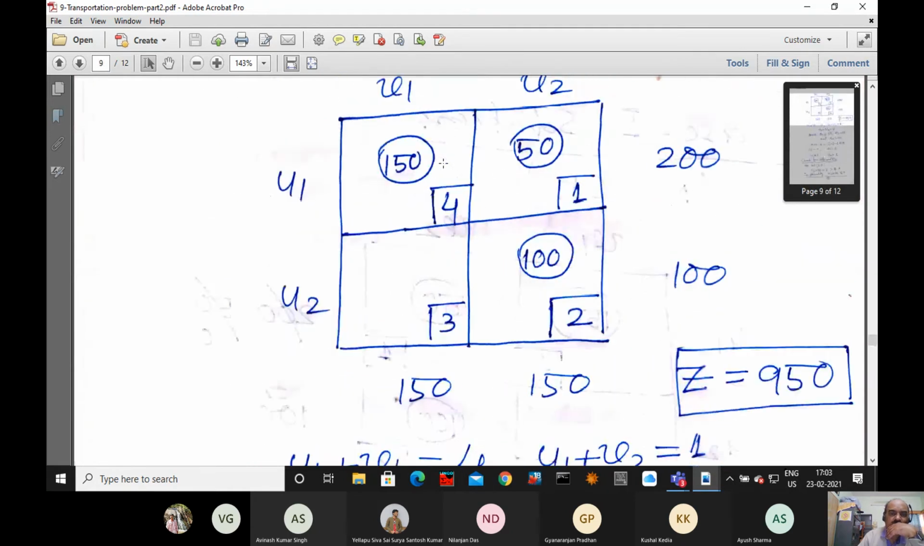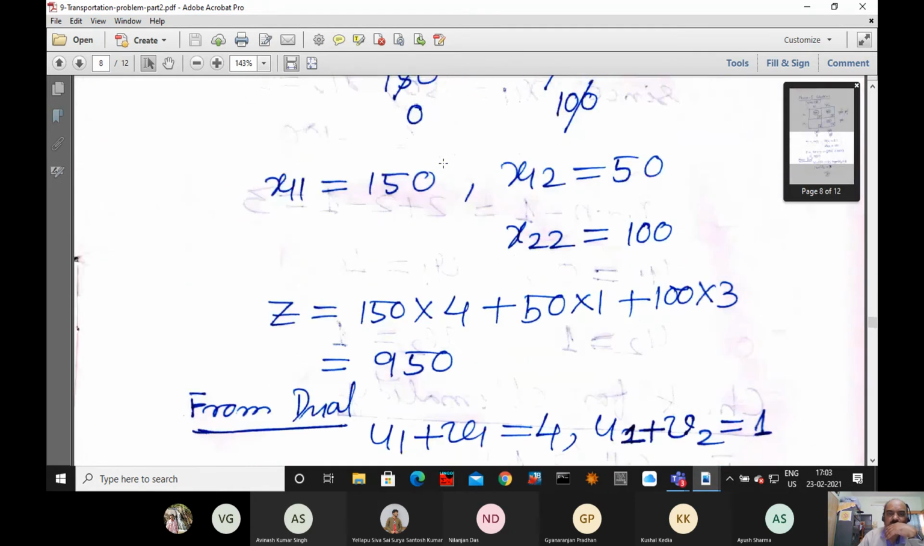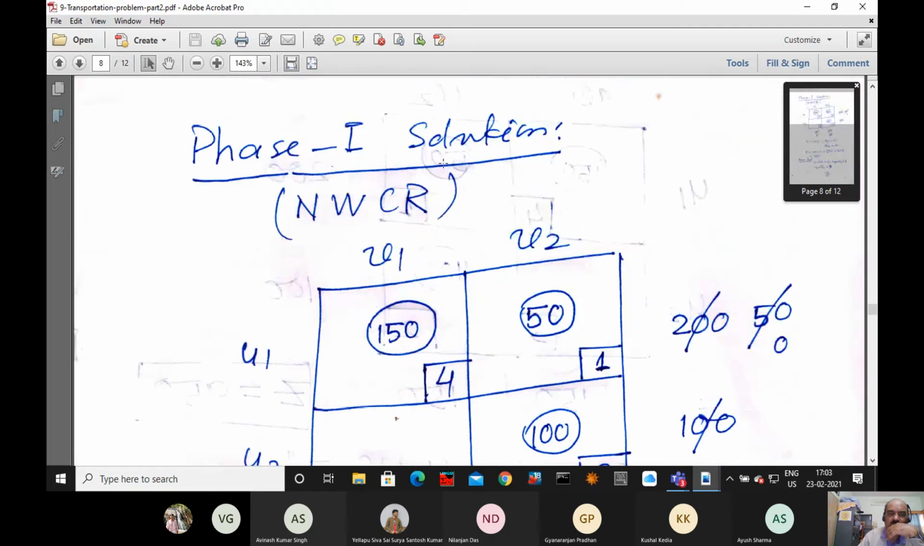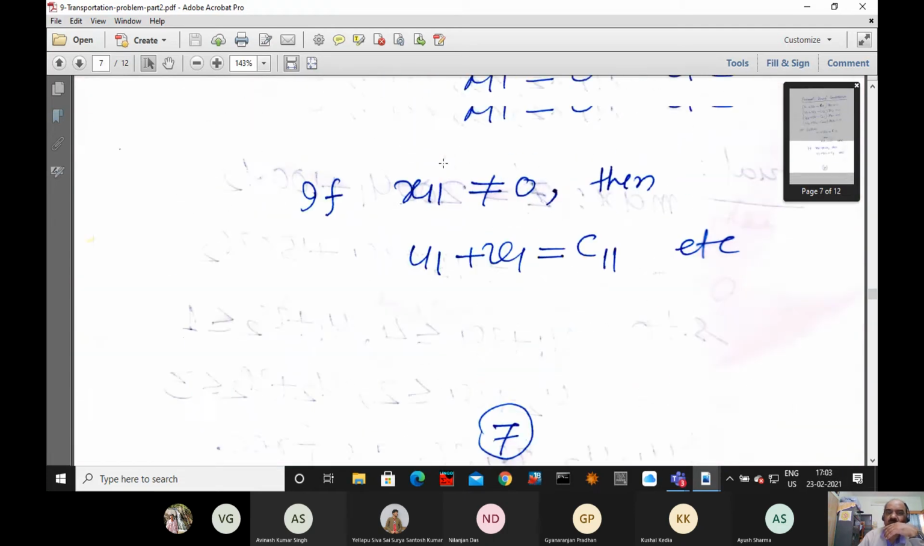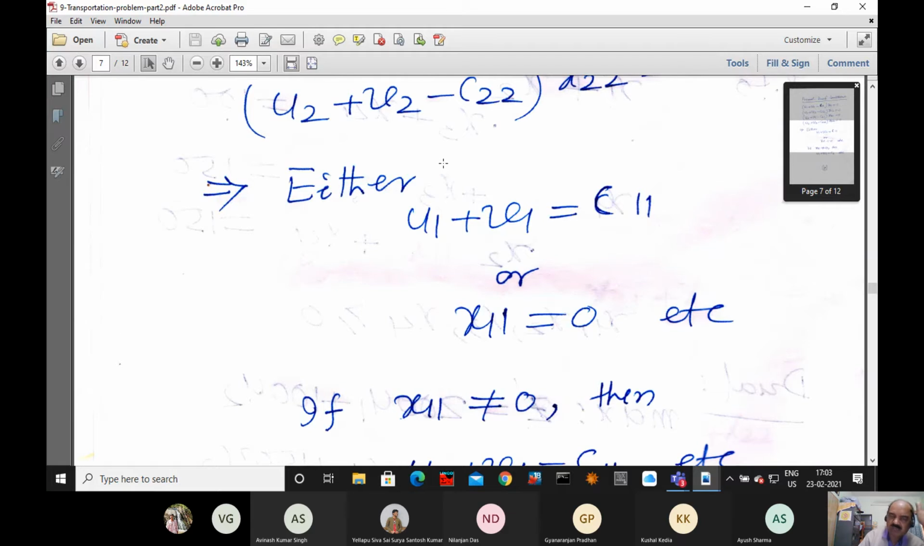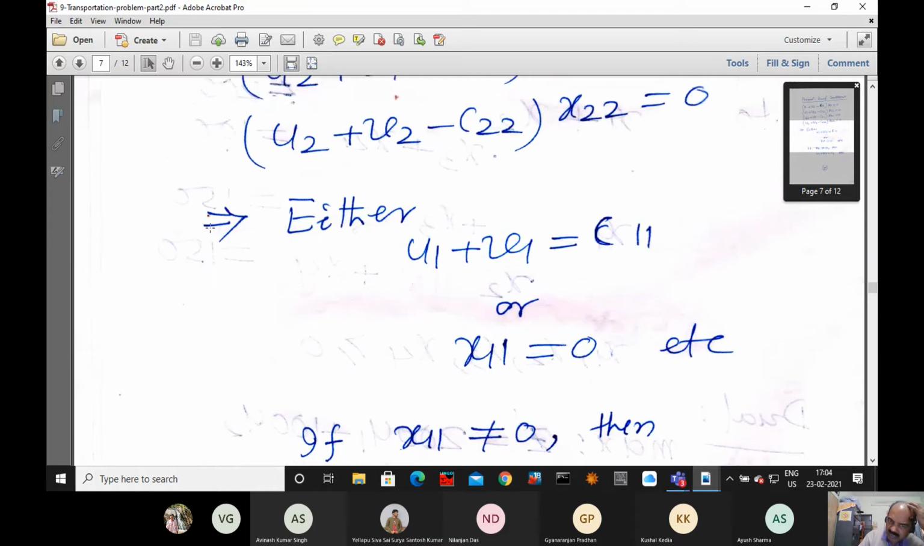Come to the beginning. Anybody could not understand this small problem? For this small problem, you can arbitrarily try your method and solve. But if you are applying the transportation procedure, you have to follow the simplex rule or this transportation rule. So if the present solution is optimal, we stop. If not optimal, we like to improve. So improve using the UV method.